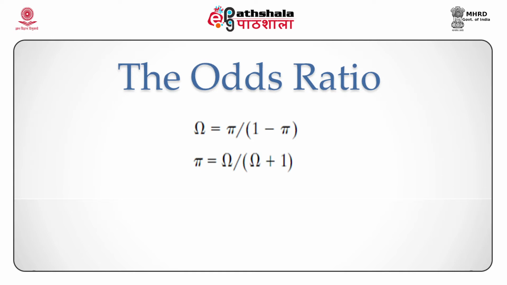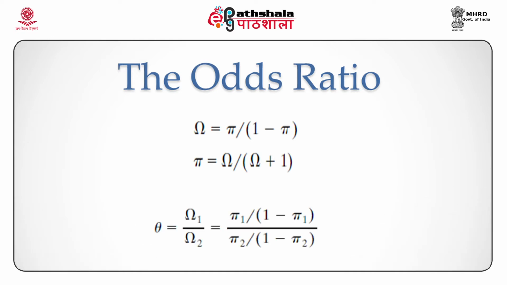The odds ratio is then defined as the ratio of the odds in the two categories. So, omega 1, for example, would be pi 1 over 1 minus pi 1, that is the odds of a fatal attack in the aspirin group, and omega 2 would be pi 2 over 1 minus pi 2, which is the odds of a fatal attack in the placebo group. If we divide these two, then we get the odds ratio of a fatal attack, comparing those on aspirin to those on placebo.